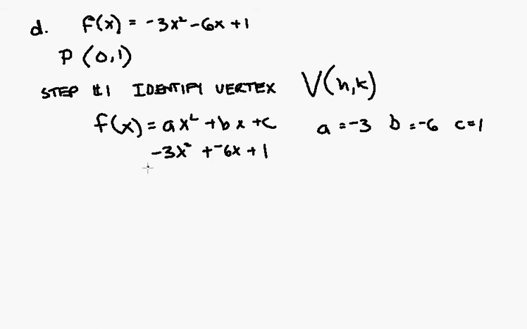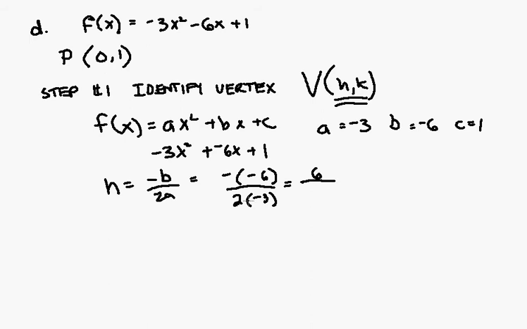So for the coordinates of the vertex h, k, h can be found by this formula, negative b over 2a. So we're going to take b, which is negative 6, and plug that into the formula. The first negative comes from the formula. Our actual b is negative 6. 2a, so we have 2, and a is negative 3. So negative negative 6 is a positive, so this is positive 6. 2 times negative 3 is negative 6. So our actual x-coordinate of the vertex is negative 1. So the first coordinate is negative 1.